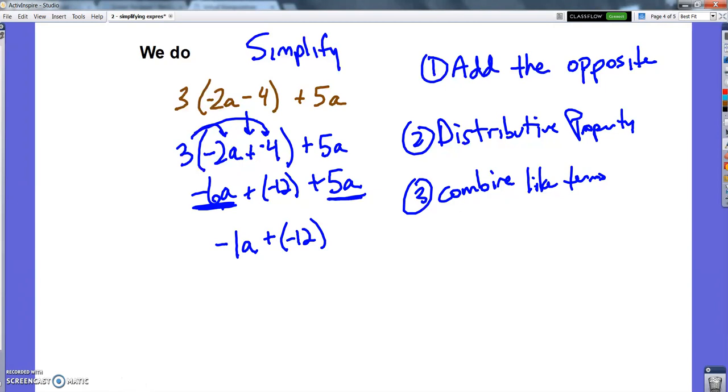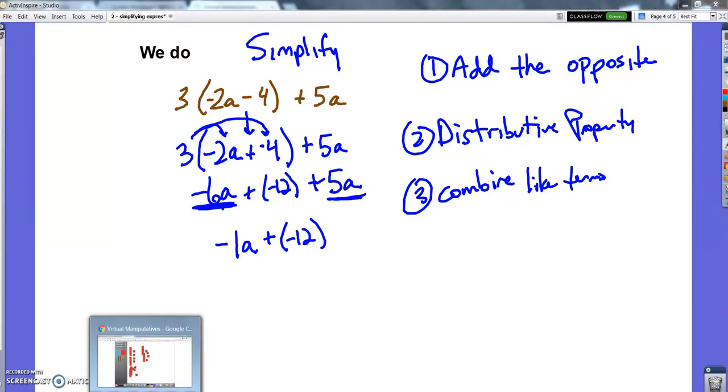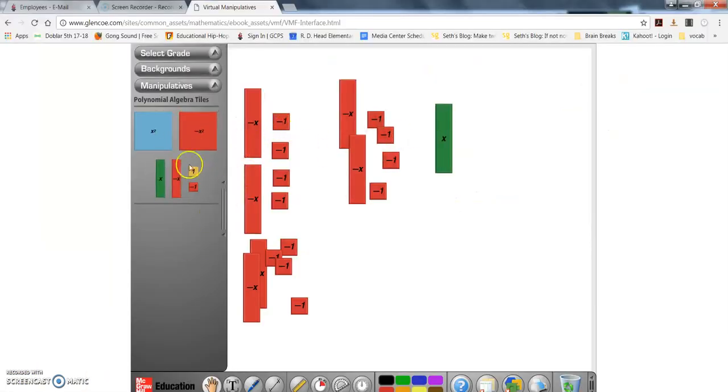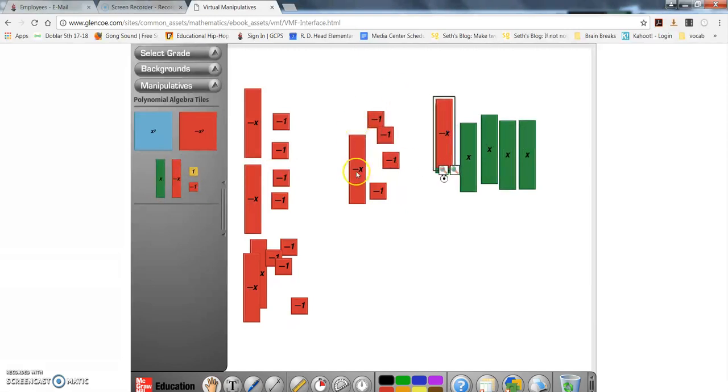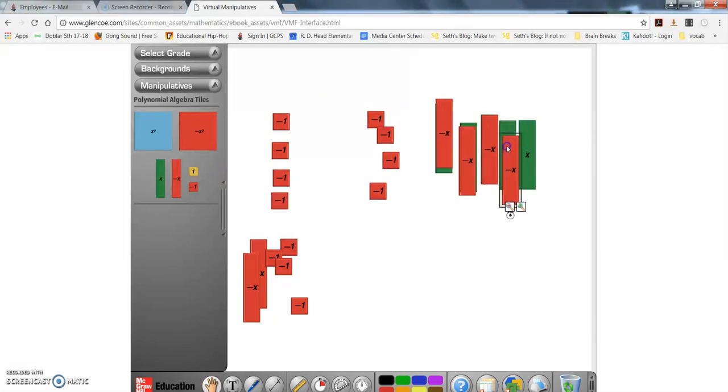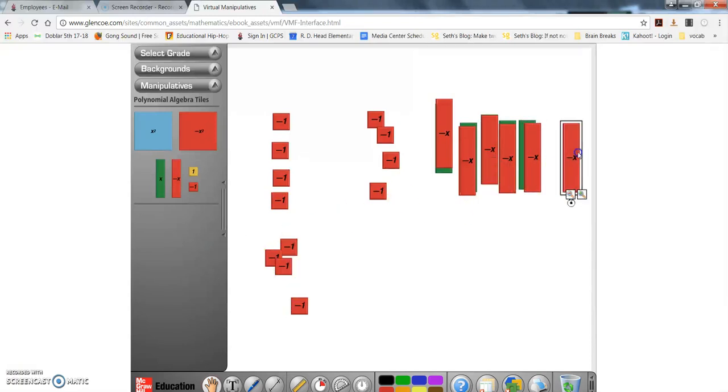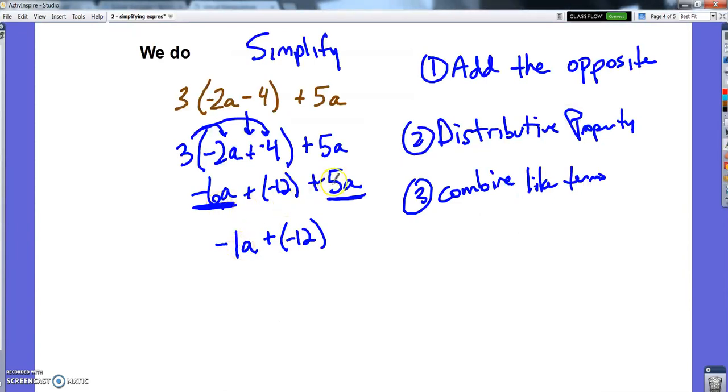And again, if you needed to do the drawing, you could do the drawing, because over here, I could add my 5a to my drawing. I didn't do that. And then when I combine, I'll have a 0, a 0, a 0, a 0, a 0, and then one more negative a. So negative 1a after I combine these, and the negative 12. That's how you do it.